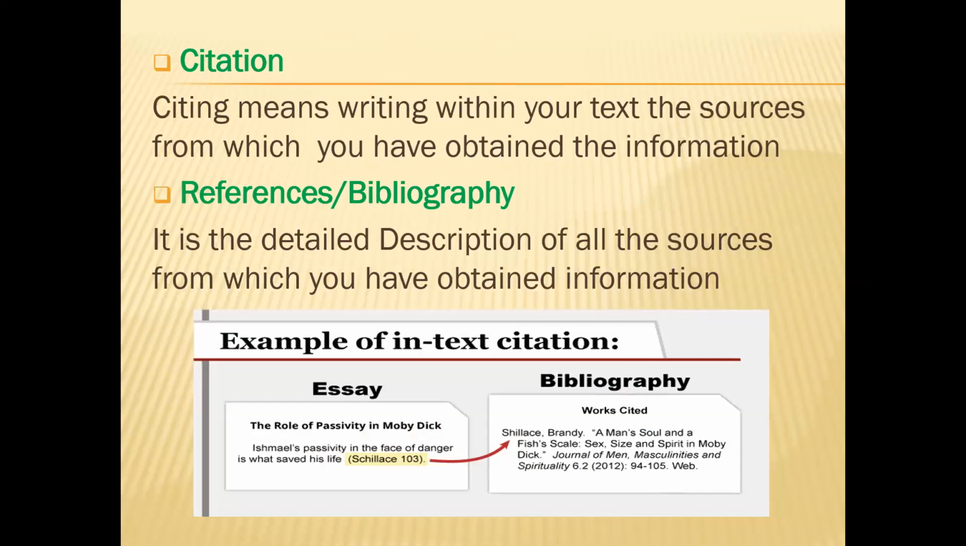So let's see what a citation is. Citing means writing within your text the sources from which you have obtained the information. And the references or bibliography, which is normally at the end of the document or the report or the research paper, is the detailed description of all the sources from which you have obtained your information. Like you can see on the screen, there is an essay example, and the writer who has written this line has taken it from this source. So he has just cited it here. And at the end of the document in the bibliography, he has written all the detail about that citation. So this is how the citation and bibliography work.